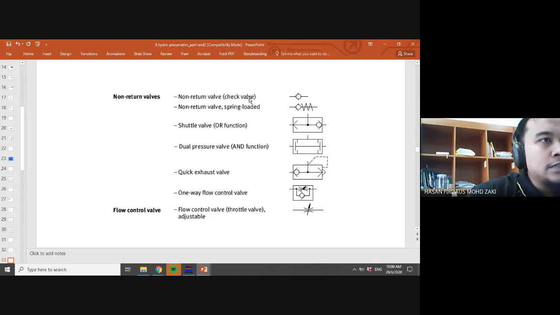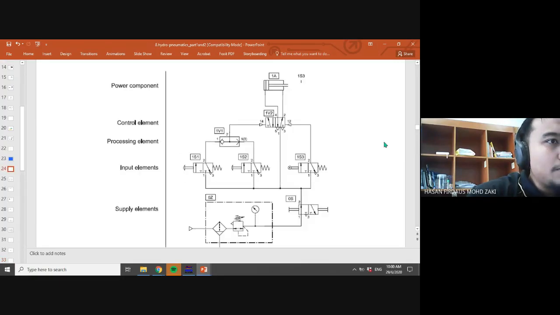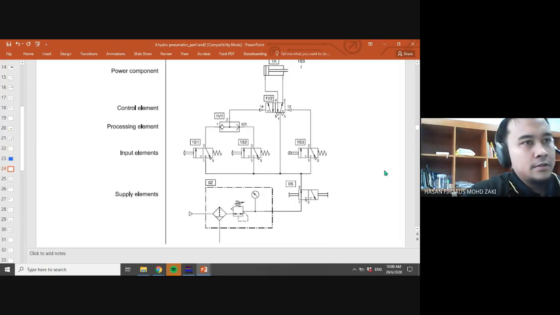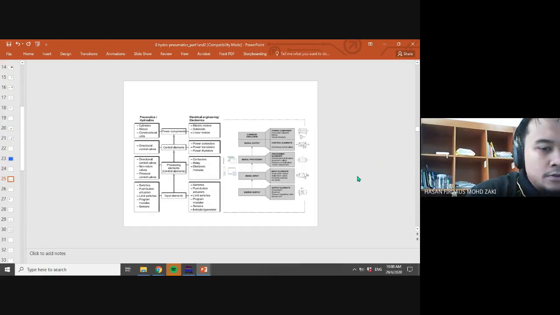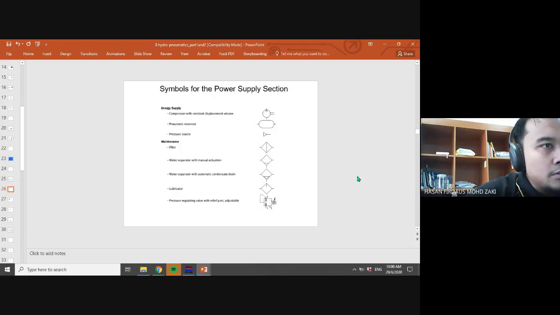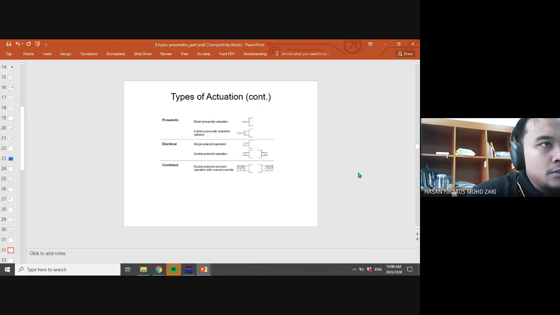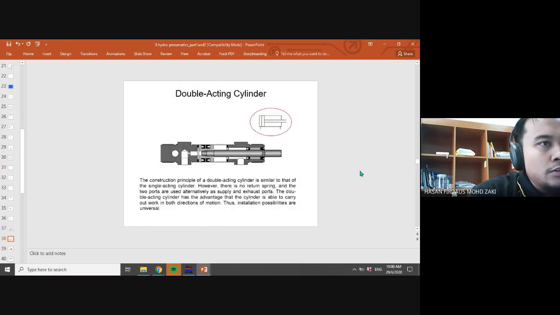Non-return valve, spring loaded. You have different types of symbols. Shuttle valve, and valve, quick exhaust. This one we'll go through in the next class, inshallah. This one I have shown you already, it is repeated. This one you can go through by yourself.